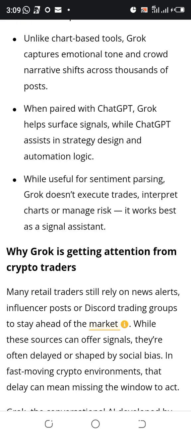When paired with ChatGPT, Grok helps surface signals, while ChatGPT assists in strategy design and automation logic. Why is it useful? For sentiment parsing. Grok doesn't execute trades, interpret charts, or manage risk. It works best as a signal assistant.